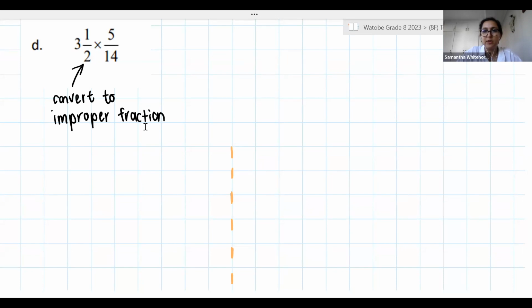Okay, so Tingle, remember, we always want to try simplify. So just double check if you can simplify your answer.